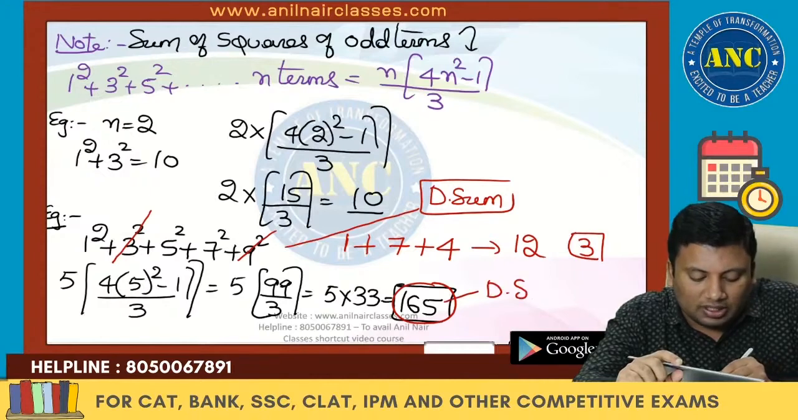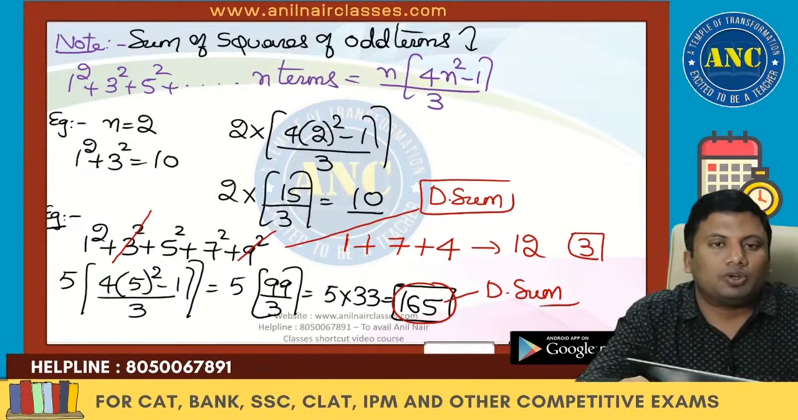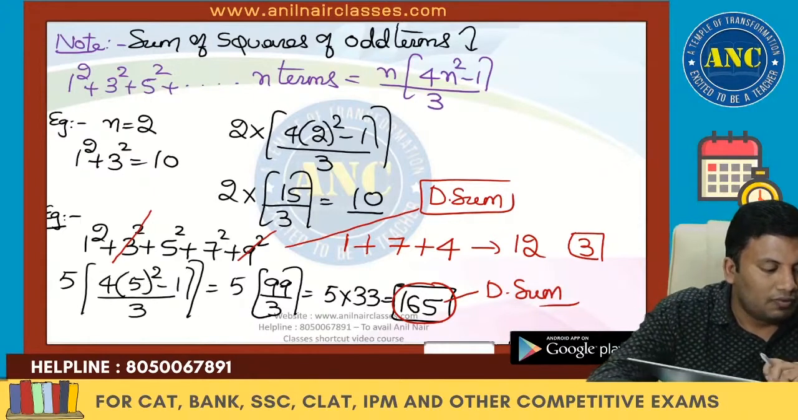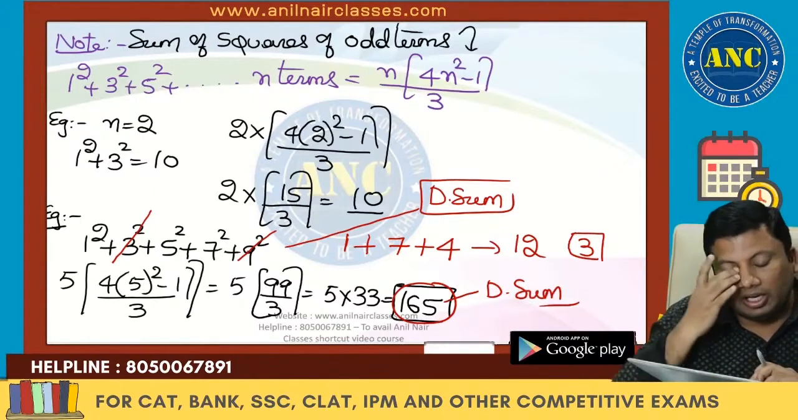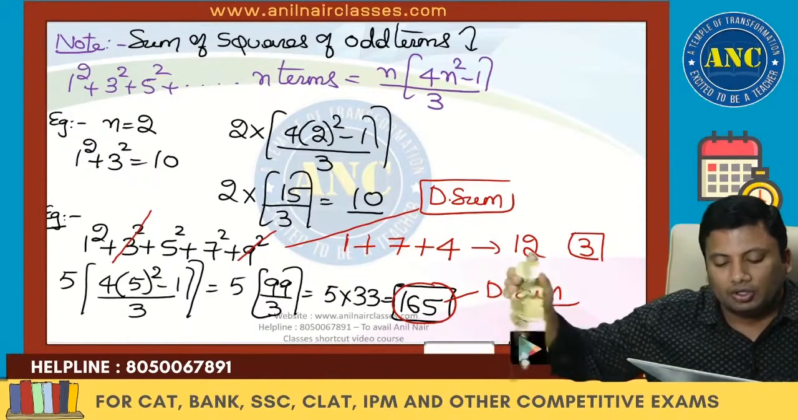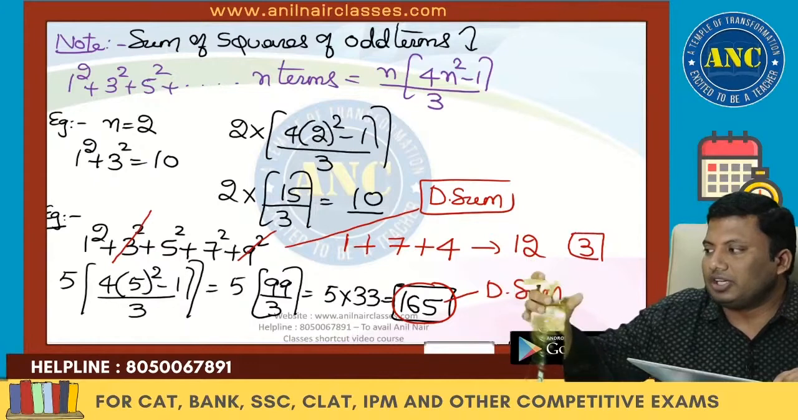165. 6 plus 5, 11. 11 plus 1, 12. 1 plus 2 is nothing but 3. Again I am repeating. Whenever the numerical values are there, you can use the concept of digital sum.